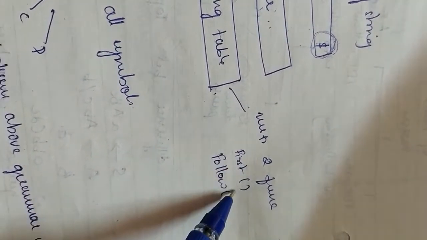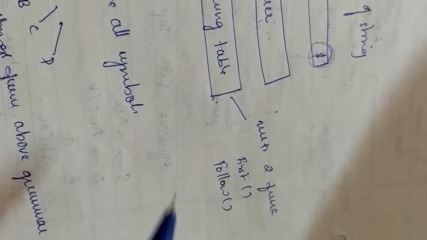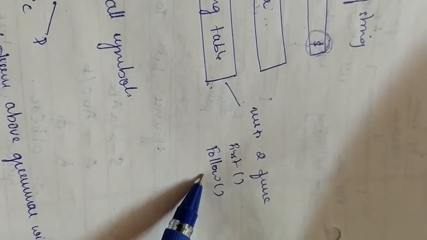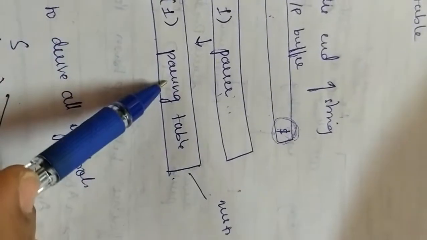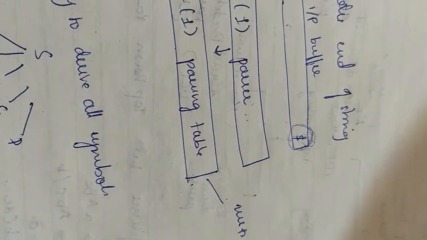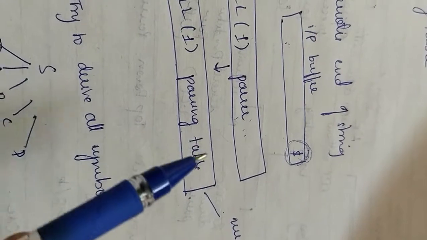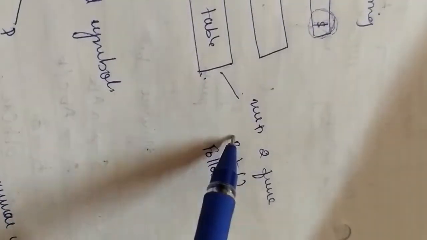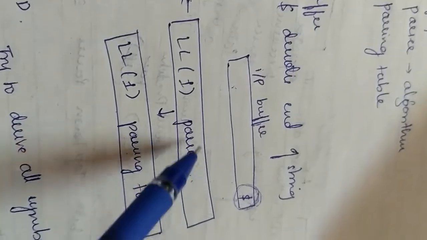Those are first and follow of the productions. So we will find out the first and follow of all the productions in the grammar, and we will use them to construct the parsing table. There are some other things that we also include in the parsing table, which we will discuss in detail in the coming lectures. So making use of first and follow, we construct the parsing table which the parser will use.